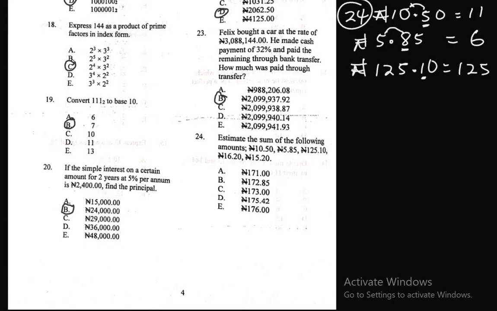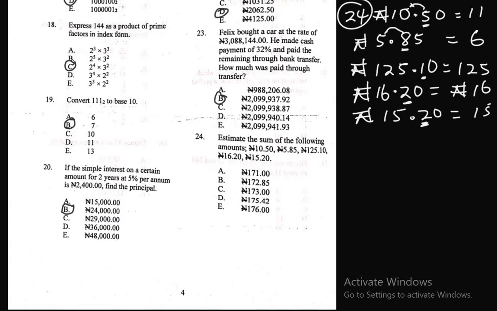Then we have 16 naira, 20 kobo. Estimate this. This is less than 5. It becomes 16 naira because I won't add to 16. Then the last one there, we have 15 naira, 20 kobo. If you estimate this, this is less than 5, so we just write our 15 naira. So let's add up what we have. Let me arrange according to size. We have 125, we have 16, we have 15, we have 11, and the last is 6.